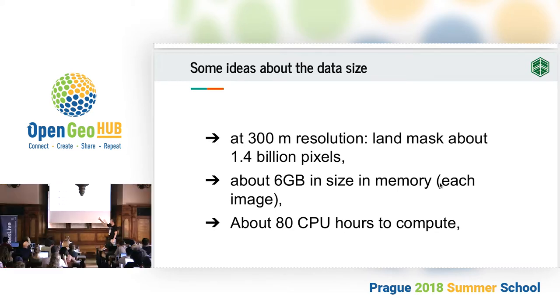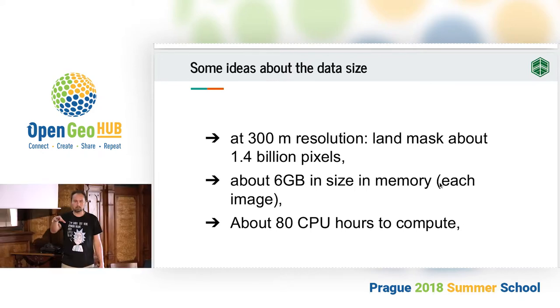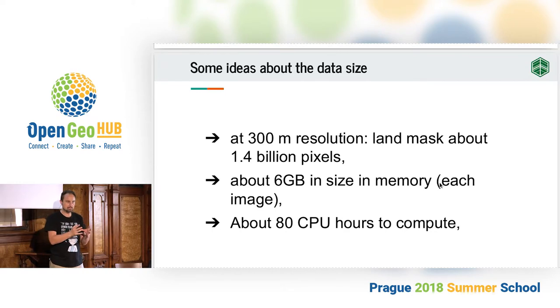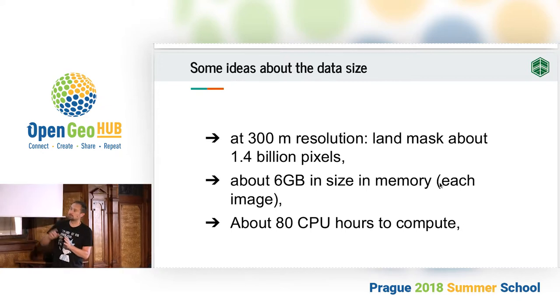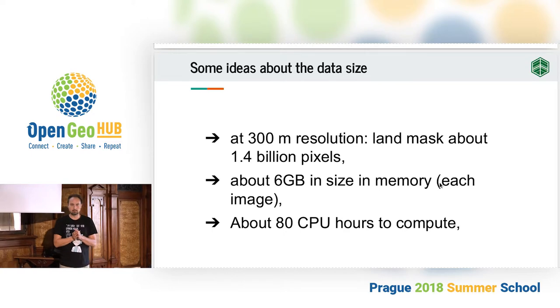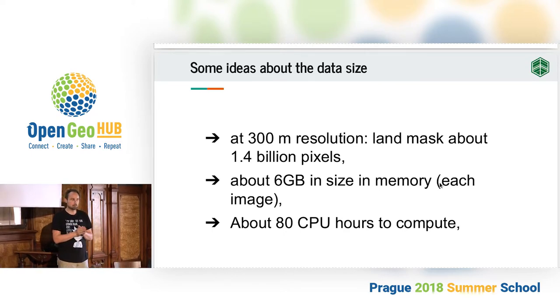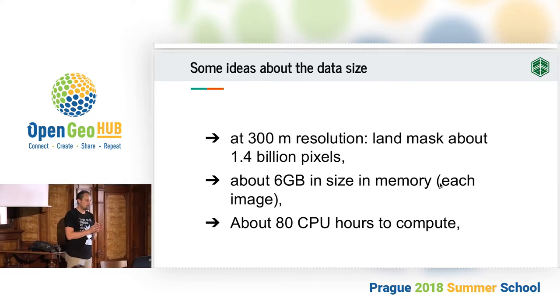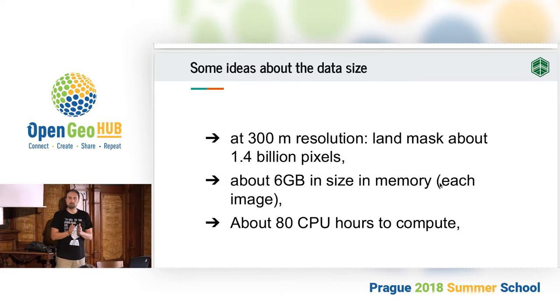So I estimated to calculate this difference at 300 meter resolution. Basically this is the computer science engineering: I estimate how many CPU hours it will take me. This is the key number I need to know. How many CPU hours? I came to about 80 CPU hours. That's about 4 days, right? So I don't have time to wait for 4 days.